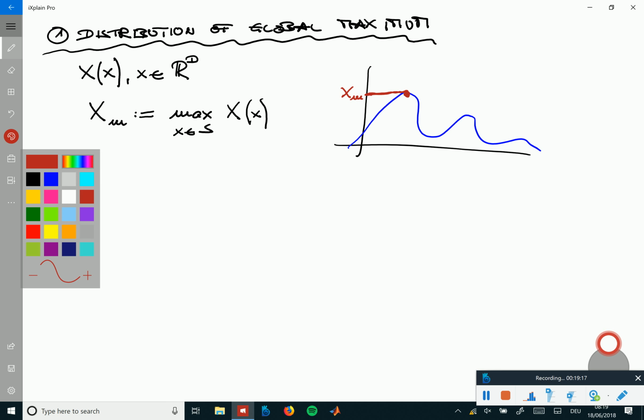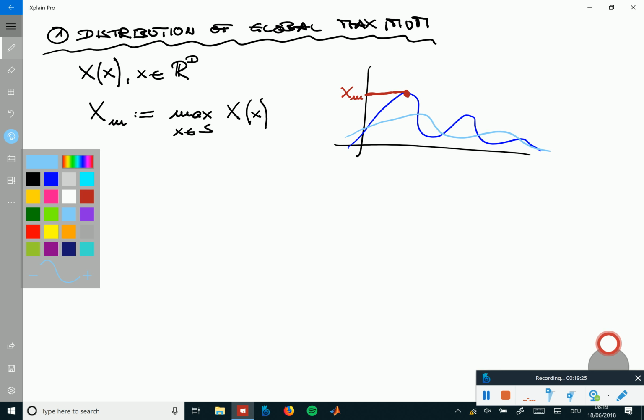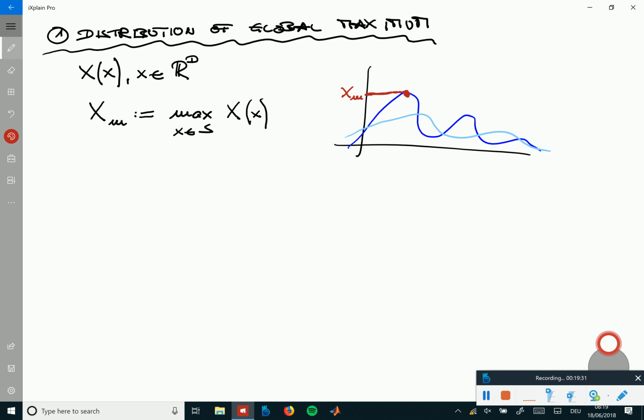And just to make clear that this is a random thing, if we get a new realization, for example this, then the global maximum of this, if global means until here, so this is where we stop looking, then the global maximum is of course here, and you see that it depends on the realization, so it's a random variable.